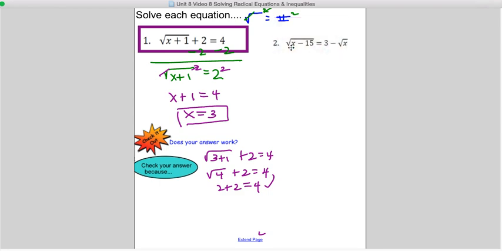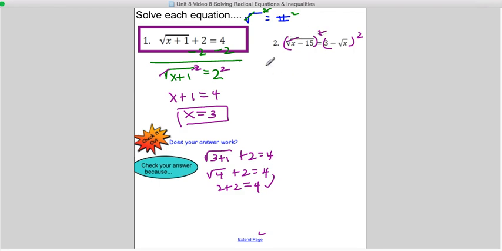Okay, this one is example 2. It's a little bit different. If you look on the left-hand side, I have my square root by itself, and if I look on the right-hand side, I have 3 minus the square root of x. I will not be able to get this radical all by itself. So what I'm going to do is just go ahead and square both sides and start simplifying from there. It does require a little bit more work.